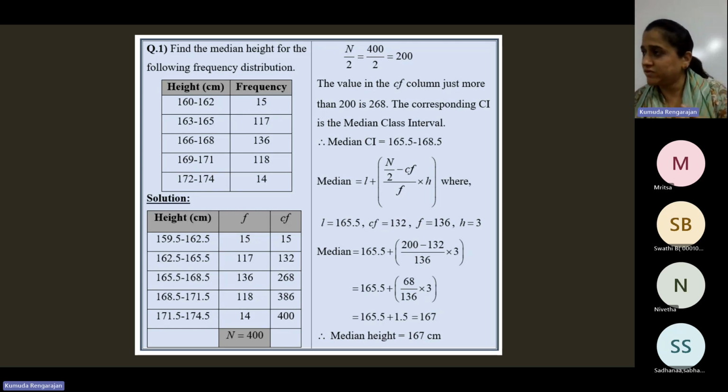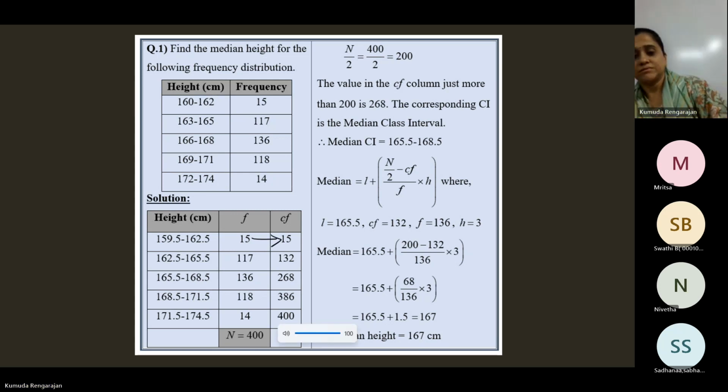So class intervals will be given in the question. Then frequency will be given in the question. You will have to generate the cumulative frequency column. Now, how do we generate that? Write the first frequency as it is.